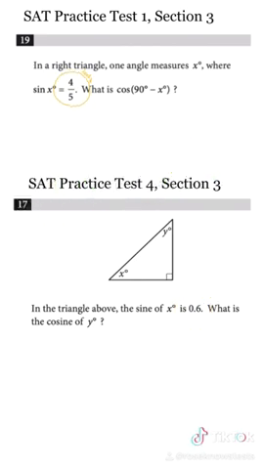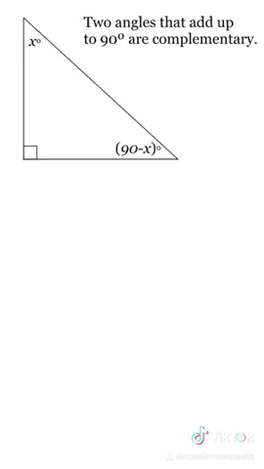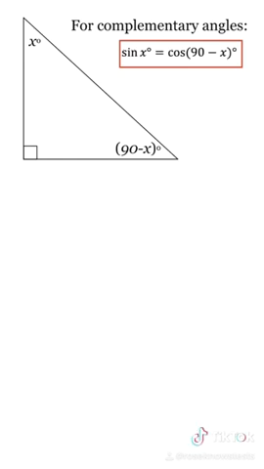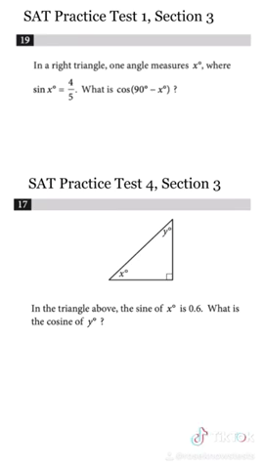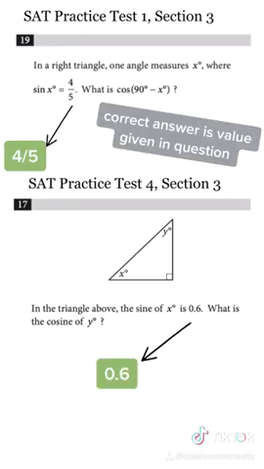Let me show you why. It's a trig rule. Two angles that add up to 90 degrees are complementary. And for complementary angles, the sine of an angle is equal to the cosine of its complement. But none of that matters. Just remember that if you see these questions, the correct answer is the value you already see in the question.